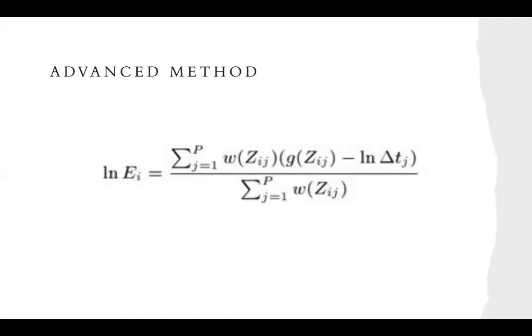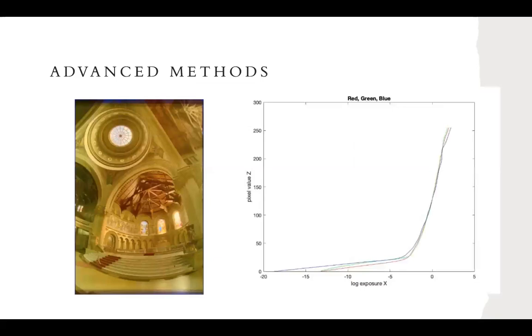And to recover the HDR radiance values, we're going to use all the available exposures for a particular pixel to compute its radiance. We exponentiate this result, and here we get this. And so as you can see, on the left there's our result, and on the right is our response function plotted for each color channel.